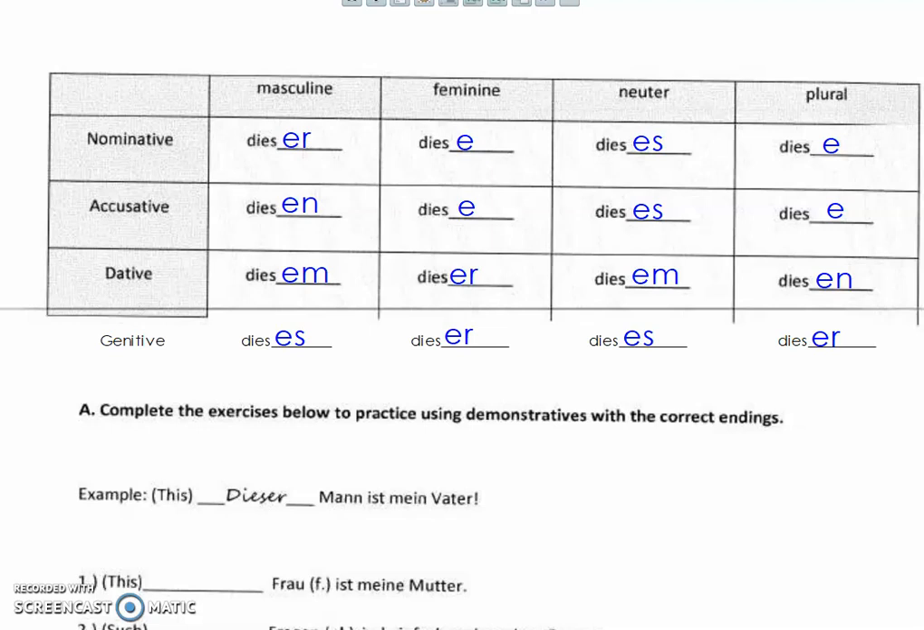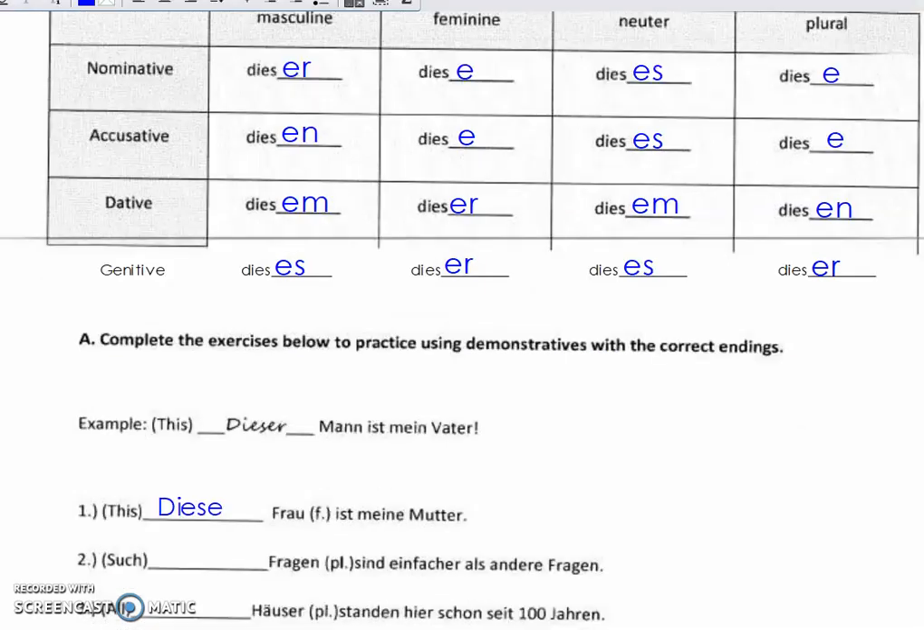Nummer 1. We want to say this, so we will be using dies. And we want to say woman is my mother. This woman's the subject, so that's nominative. So what would that be if we wanted to say that in German? Diese Frau ist meine Mutter. So we look nominative, feminine, and we get diese.